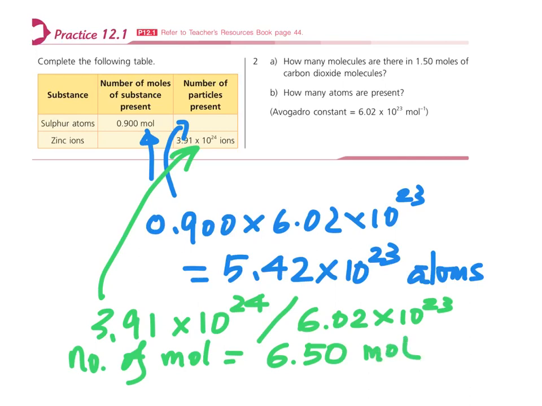So to convert the mole to the number of particles, you need to times 6.02 times 10 to the 23. While if you want to convert the number of particles to mole, then we need to divide by 6.02 times 10 to the 23. And this 6.02 times 10 to the 23 has a name, which is called Avogadro's constant. Avogadro is the one who defined the number of particles for 1 mole. So we say that this is Avogadro's constant.